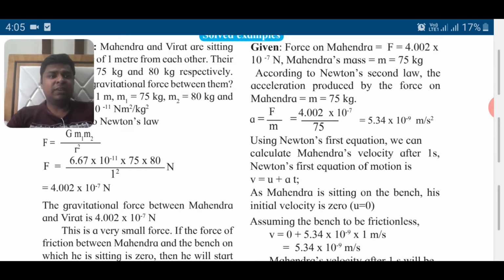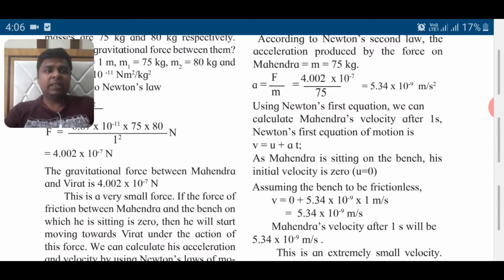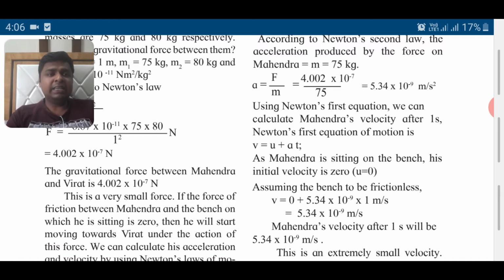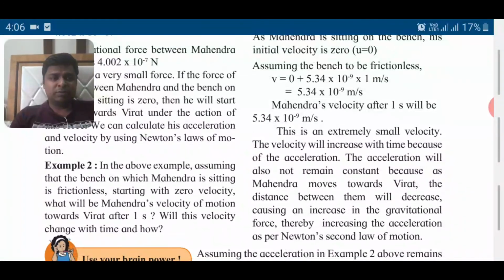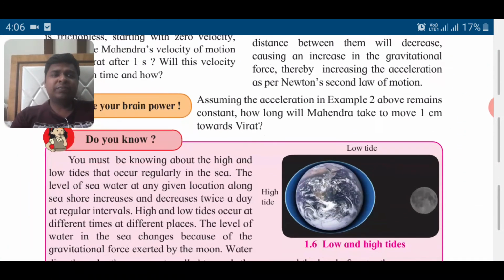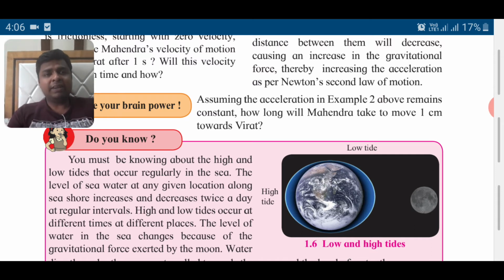And then we can use another equation, that is v = u + at. v is the final velocity, u is the initial velocity, a is the acceleration, and t is the time. So we use the first equation of motion and we put the values, we get the value for velocity. It is extremely small. As you can see, the gravity depends on mass. If the masses are small, the gravity value is also very small, and acceleration is also very small.